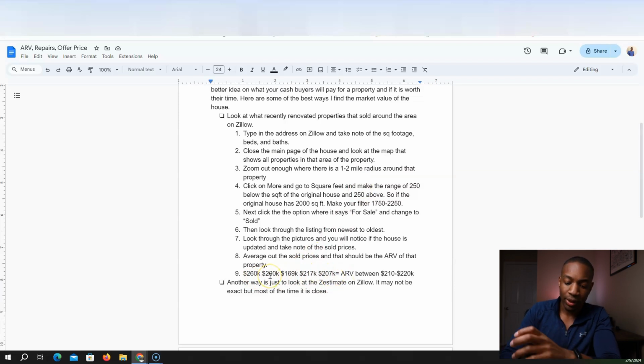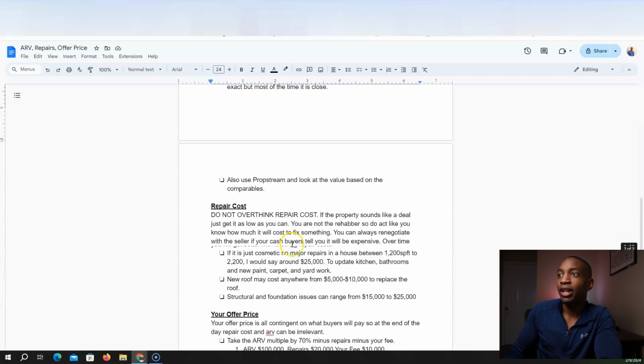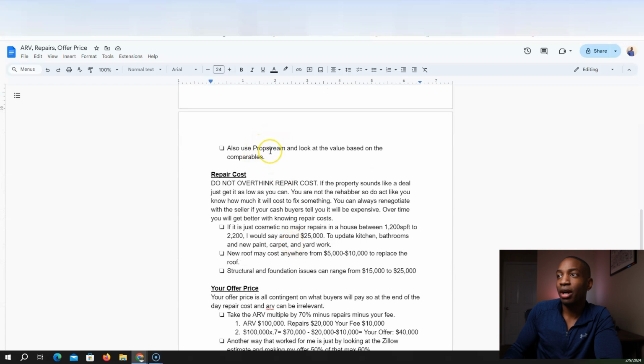So let's say we got different properties. Maybe some sold for $750,000, some actually sold for $1 million, some sold for $550,000. You look within the past year, because you don't want to look further back. So within the past year, calculate them and divide by the number of properties you have in that segment. And then you get the ARV. That's the ARV. Boom.